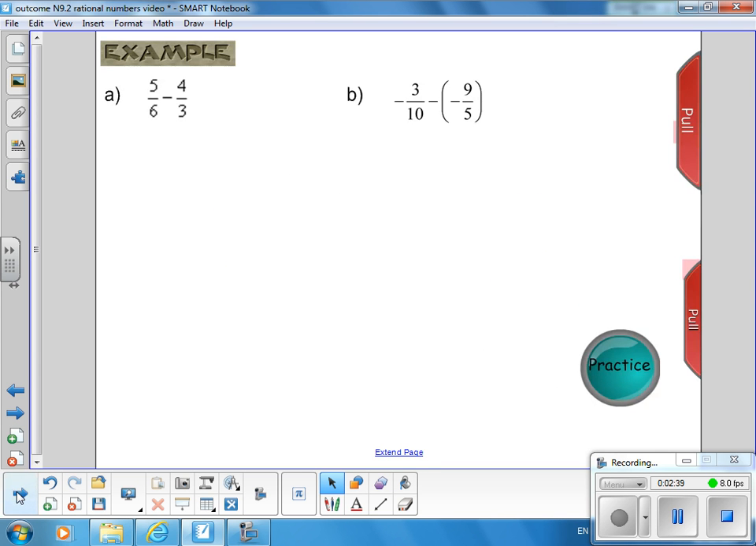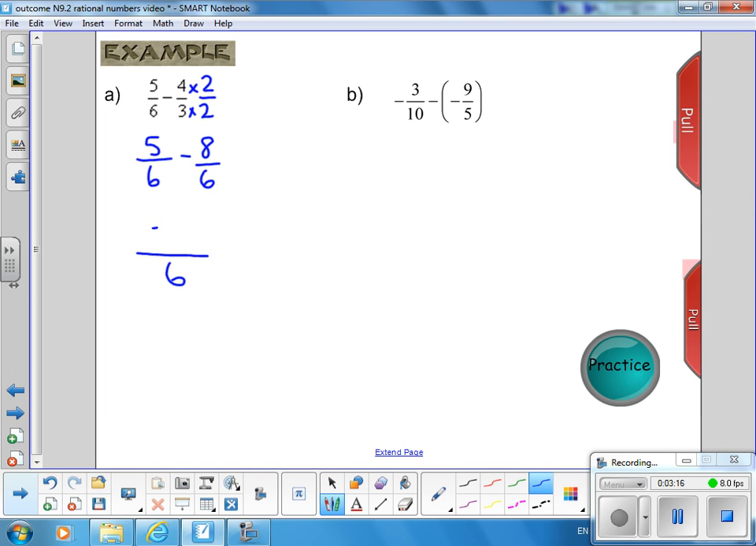The same ideas apply when we are subtracting rational numbers. If we look at the first example here, 5/6 subtract 4/3. When we are adding or subtracting fractions, we need to find a common denominator, so that's the first thing we do. Our lowest common denominator will be 6, so we multiply the second fraction by 2 over 2. We end up with 5/6 subtract 8/6. Just as with adding fractions, the denominator will stay 6, and we are going to do 5 subtract 8.